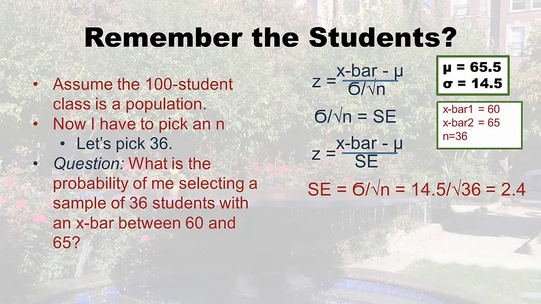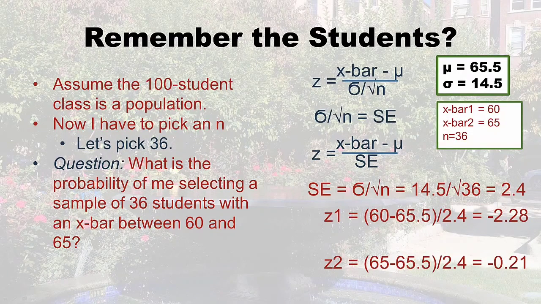And what I just want to remind you is that the more n you get, the bigger the square root of n gets, and then the smaller the standard error gets. So you can make the standard error really small if you just get a lot of n, right?